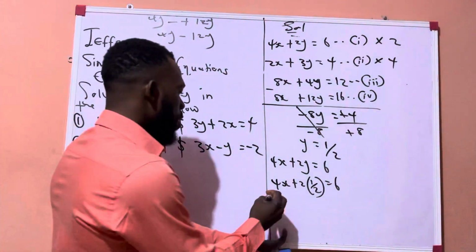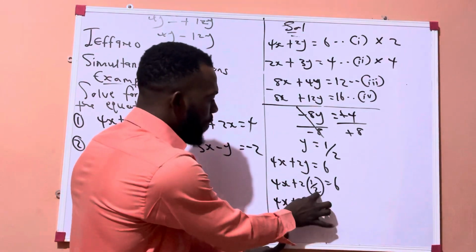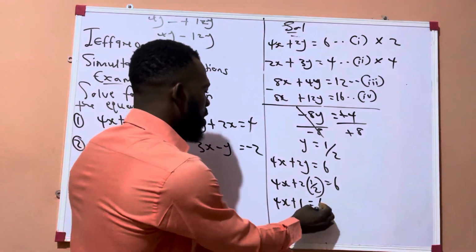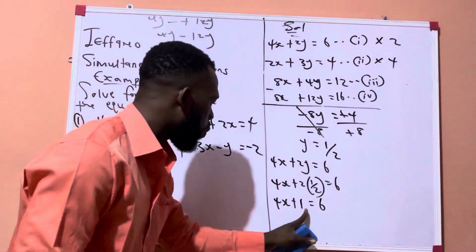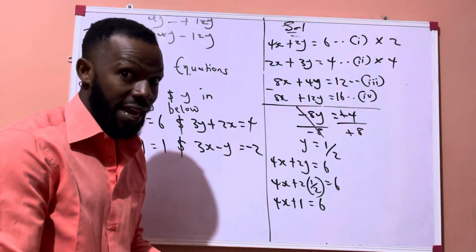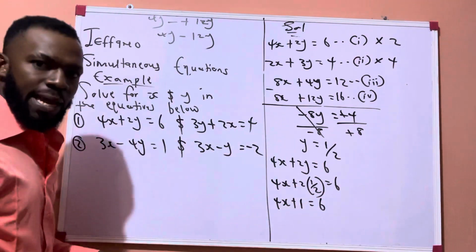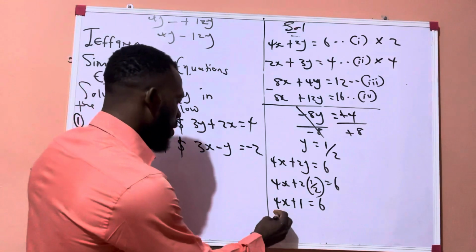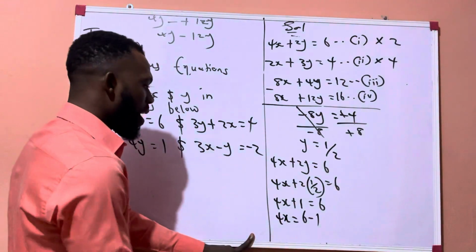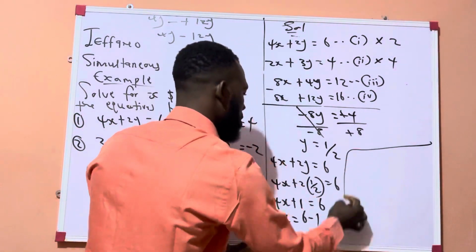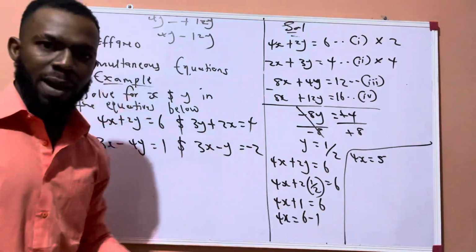Now class, what do we do? 4x plus 2 times 1 gives us 2. 2 divided by 2 gives us 1, equal to 6. Now, collecting like terms, because I cannot add 1 to 4x because 1 is not carrying x. So when I collect like terms, plus 1 will cross to the other side and then becomes minus 1. So what do I have? 4x is equal to 6 minus 1. And then, what does that mean? 4x is equal to 5, because 6 minus 1 is 5.